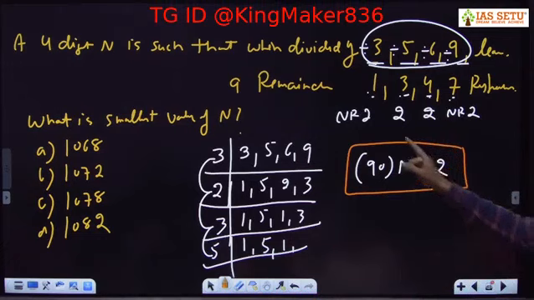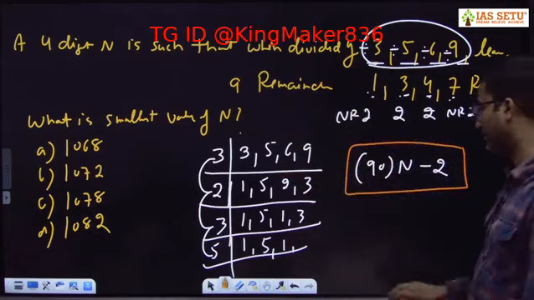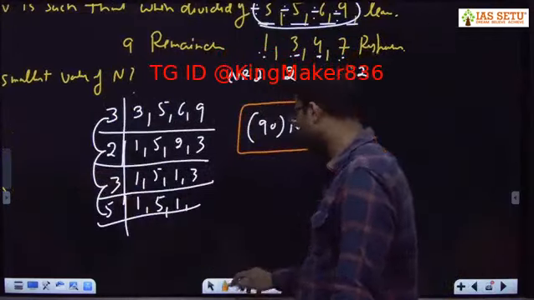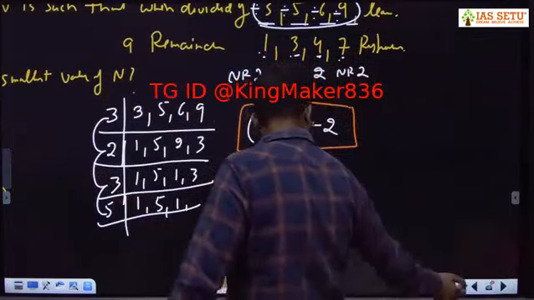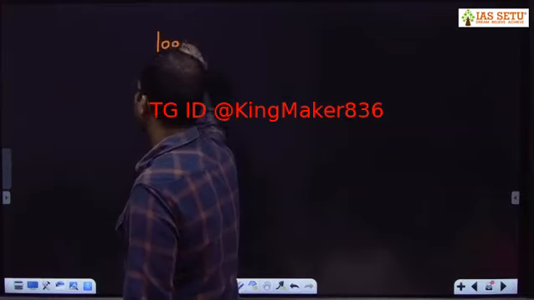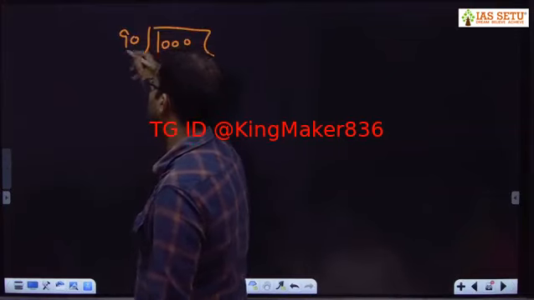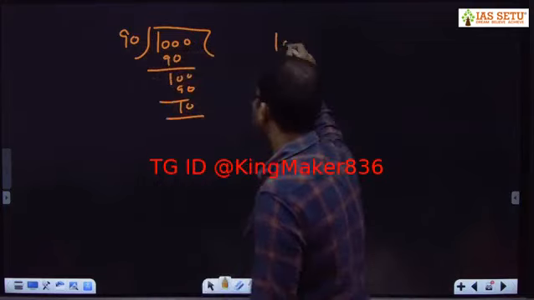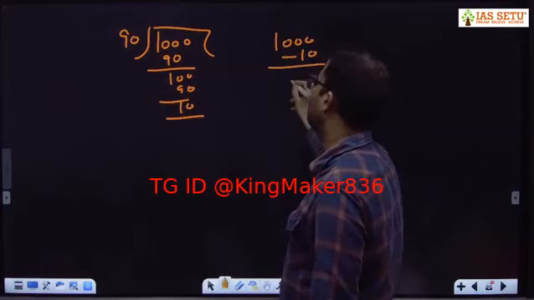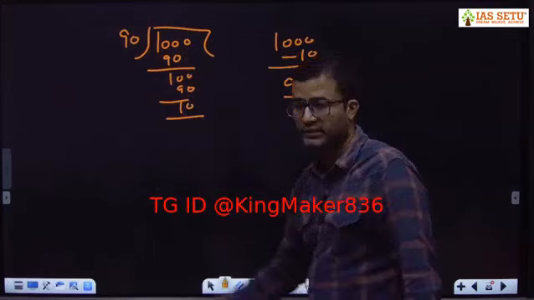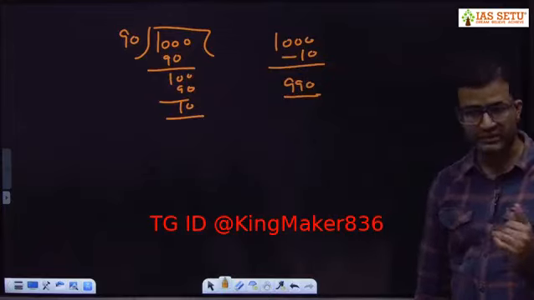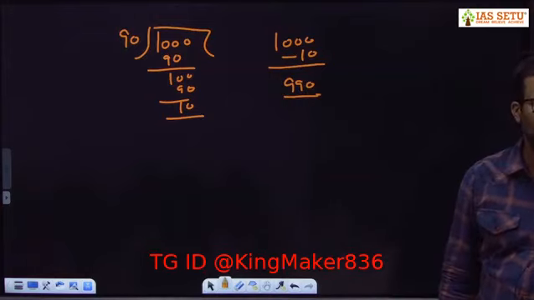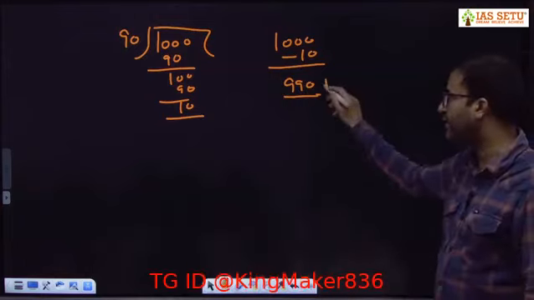Okay, but the question is the smallest 4-digit number. What is the smallest 4-digit number? 1000. We will start from 1000. So we are looking for a multiple of 90. 1000 divided by 90 gives quotient 11 and remainder 10. So it means 1000 minus 10, 990 is exactly divisible by 90. Okay, yes, we just learned that. But is 990 a 3-digit number or a 4-digit number? 3-digit. So then add 90 to it.